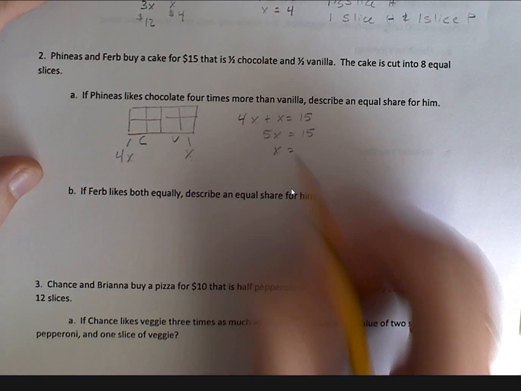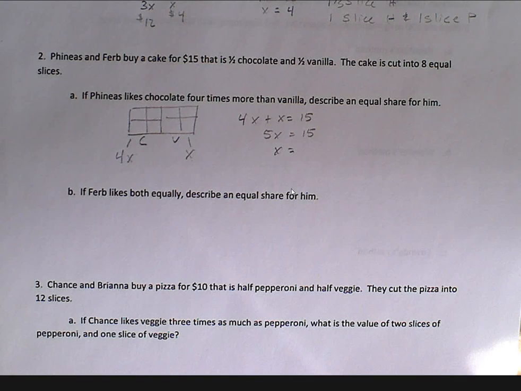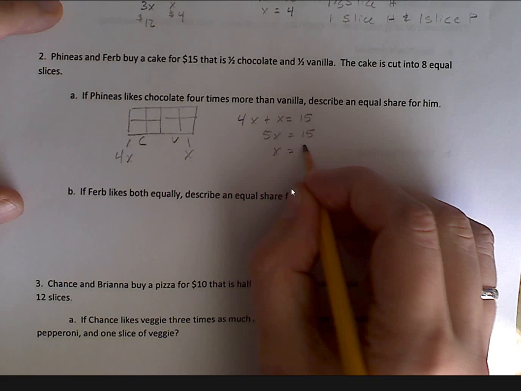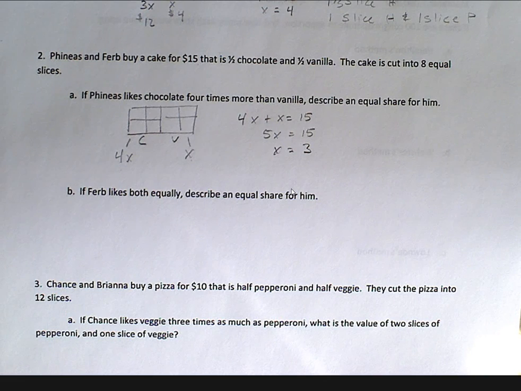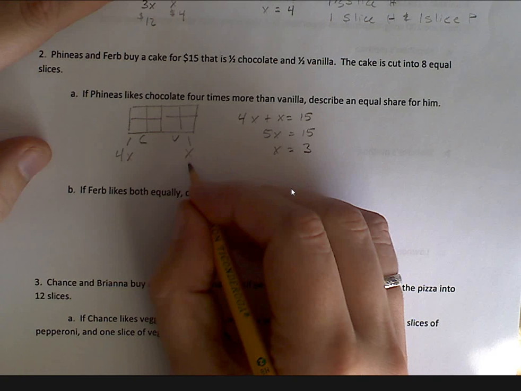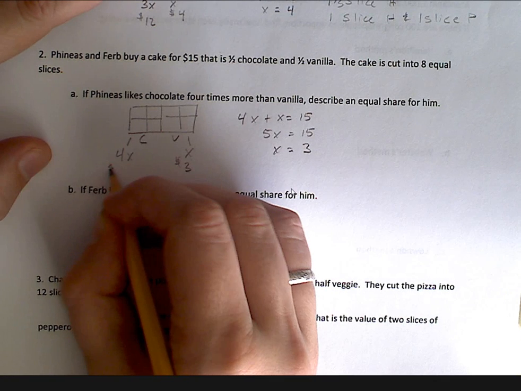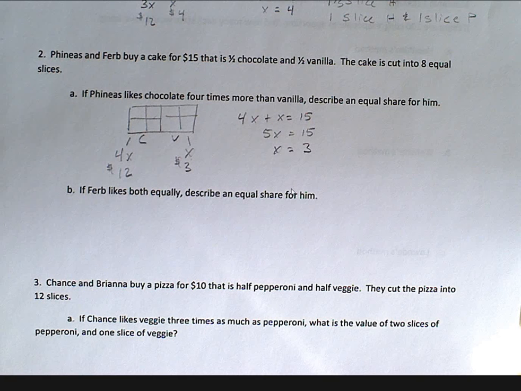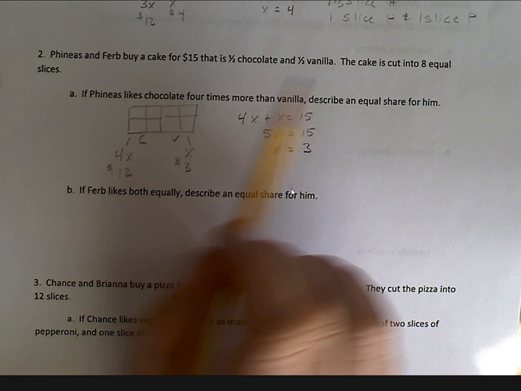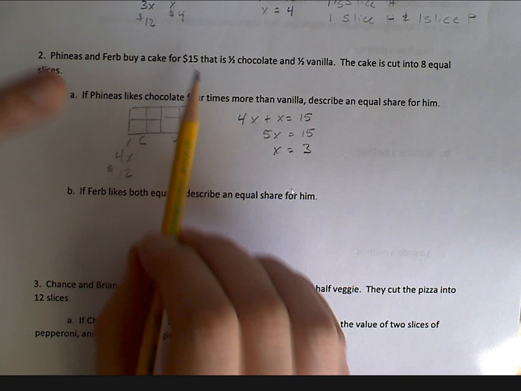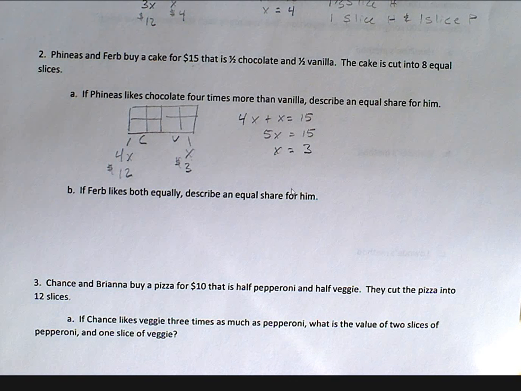Okay, cool. So how much is x worth then? So, in Phineas's eyes, the entire vanilla side of the cake is worth $3. And in Phineas's eyes, the entire chocolate side is worth $12 because he thinks the chocolate is worth more than the vanilla. All right? Phineas and Ferb are splitting this cake. That means that they're splitting it evenly. What's half of 15? 7.5.